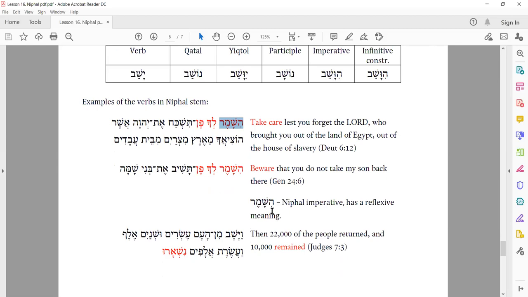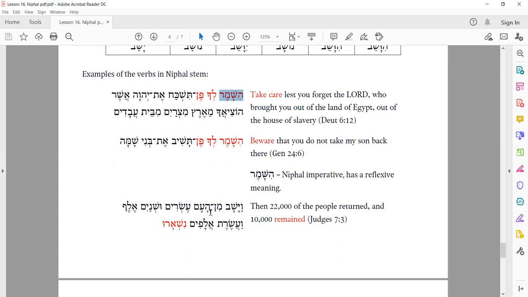So another example, Vayashav min ha'am esrim u shnaim elef ve eseret elafim nish'aru, from the root sha'ar, to remain. So there we also have Niphal, and this is the Niphal katal form. Then 22,000 of the people returned, and 10,000 remained. So this is, I need to highlight it here again, the same.